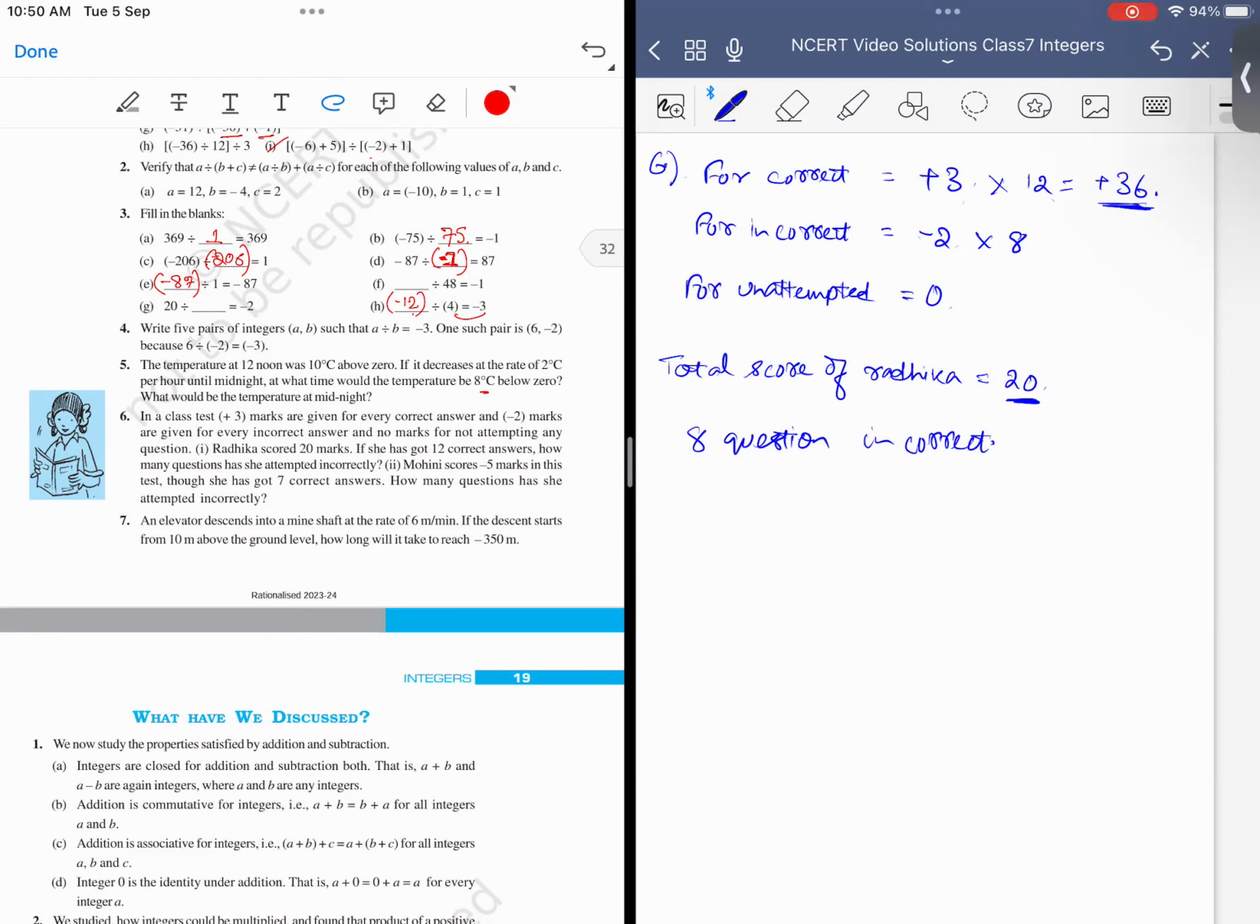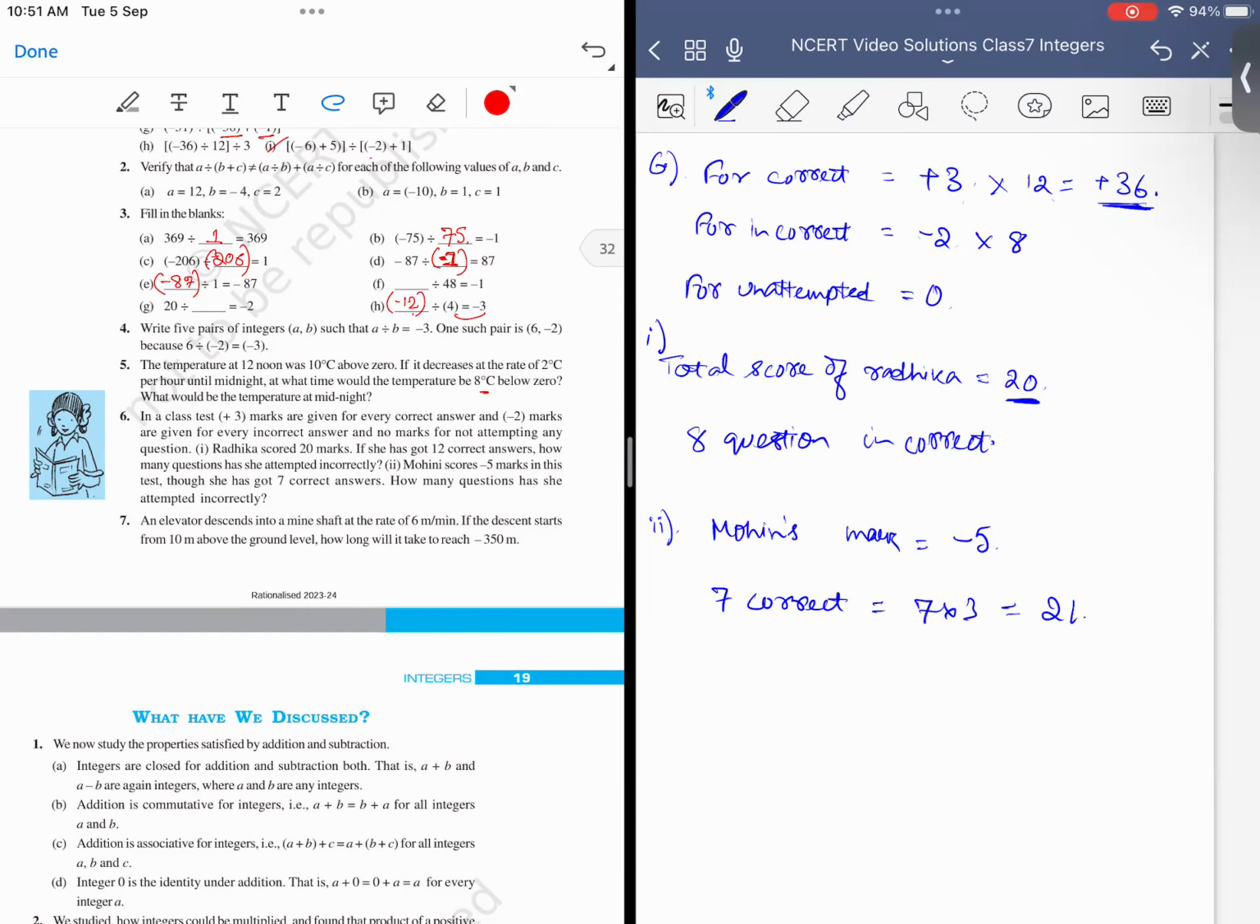Next is what? Mohini scores minus 5 marks in the test. So Mohini's marks is minus 5. Though she has got 7 correct. So for 7 correct, that means how many marks? 7 into 3, 21. But what happens is that her incorrect is more than the correct. That is why her total final score is negative.